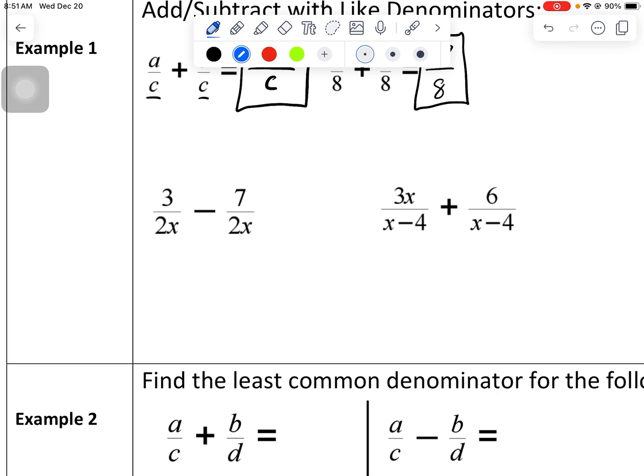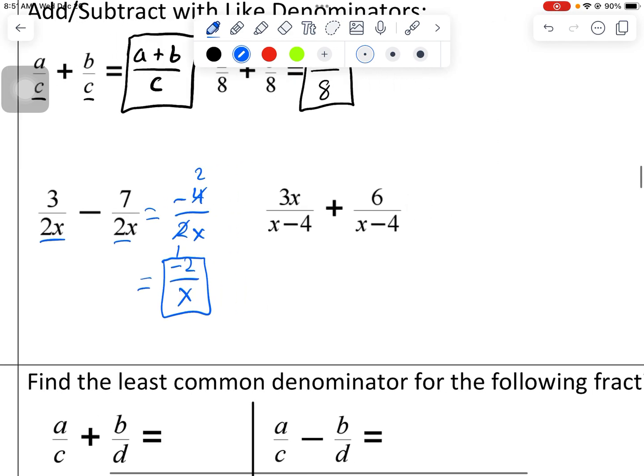Here again we see 3 over 2x minus 7 over 2x. As long as you have the same denominator, you're good to go to start this one. So you just take 3 minus 7, which would be negative 4 over 2x. Now be careful, in some instances like this, we can reduce further. We know that 4 divided by 2 is 2. So our 2 on the bottom would go away, and our 4 on the top would become a 2. So then the answer is negative 2 over x.